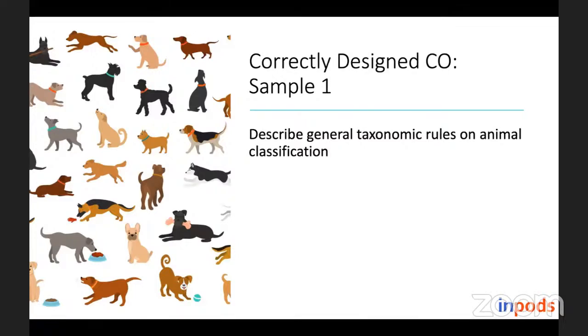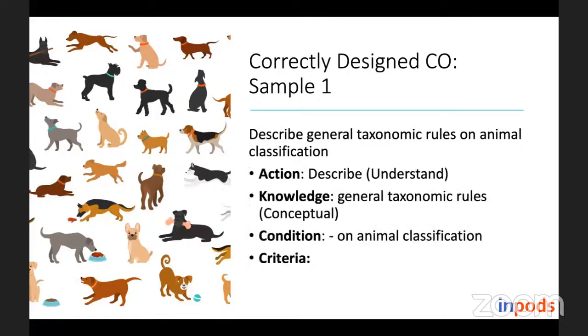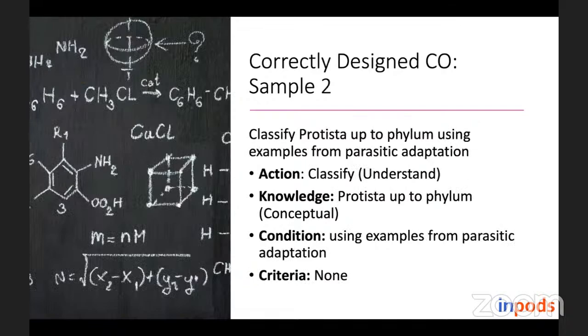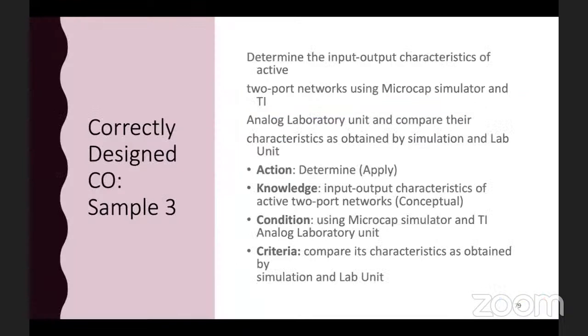So these are the very nicely designed course outcome statements I came across. Describe general taxonomic rules on animal classification. The moment you look at a statement like this, you will be able to identify the 4 components. Action: describe. Knowledge: general taxonomic rules on animal classification. Or something like classify Protista to phylum using examples of parasitic adaptation, another example of very nicely designed course outcome statements.